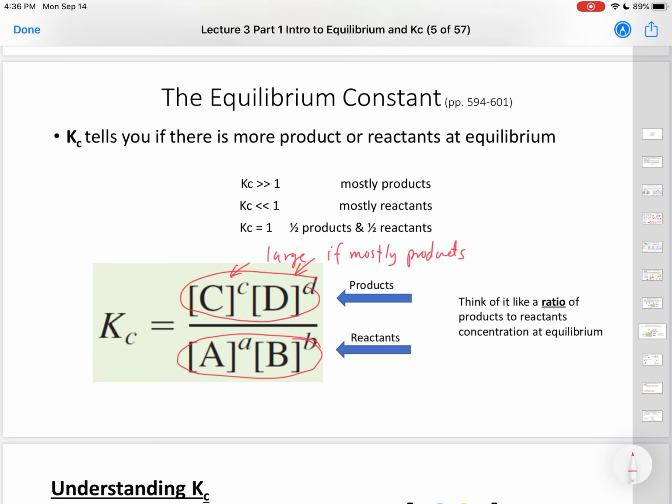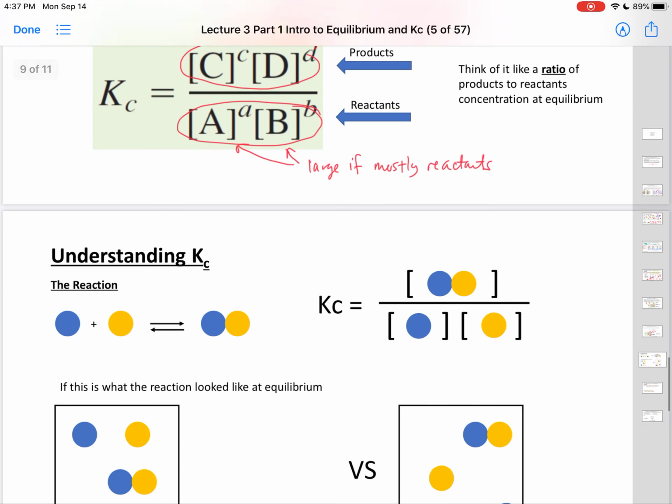If it's mostly products, the concentrations of C and D will be large, and so Kc will be much greater than 1. If it's mostly reactants, then A and B will be large. And if they're about equal, then it really is half products, half reactants. So think of this as a ratio of product to reactant concentrations at equilibrium. Kc is just a ratio.